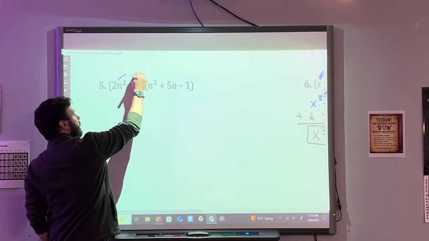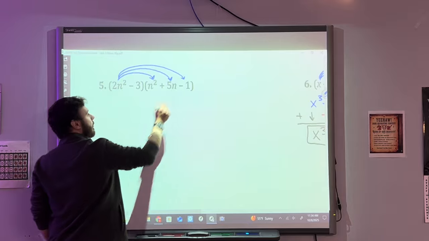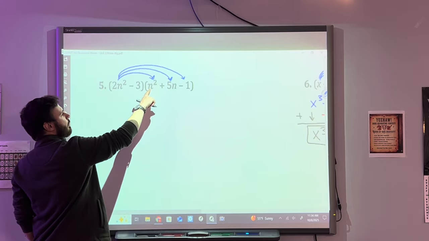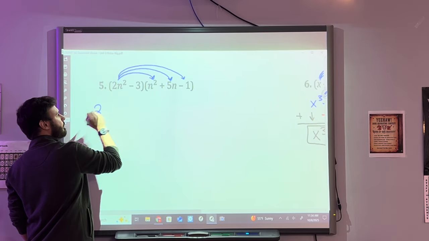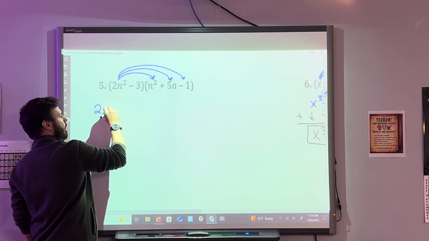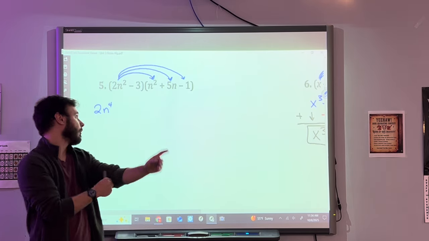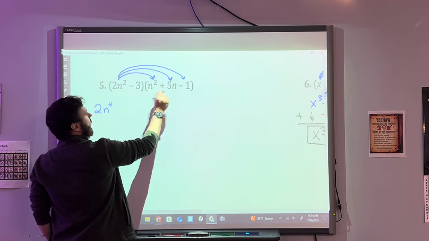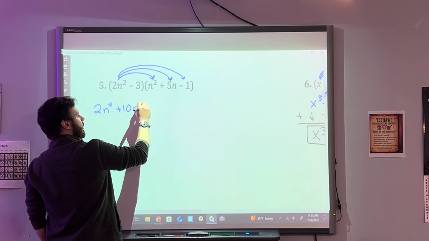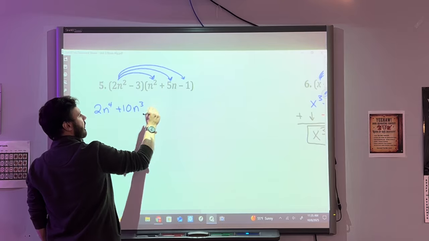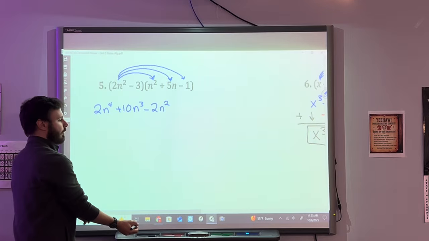I'm going to give 2n squared to each of these terms. So 2 times 1, because there's a coefficient of 1 there, is 2. N squared times n squared, it's n to the 4, because I have 2 and 2, make 4. 2 times 5 is 10, and n squared with another n is cubed. 2 times -1 is -2, and there are no n's over there, so I just bring the ones I started with.